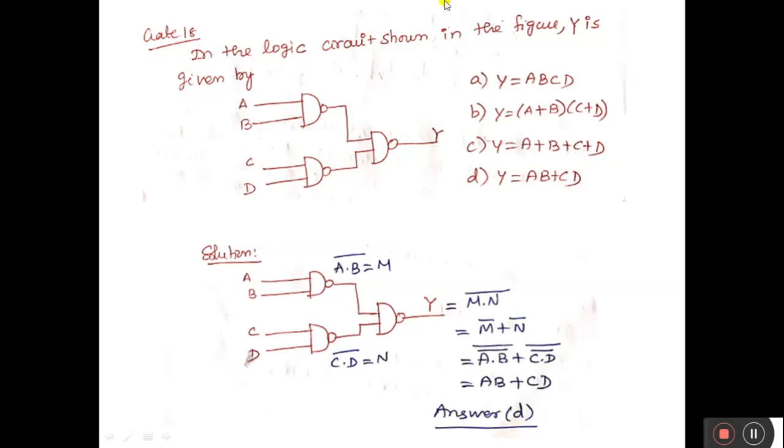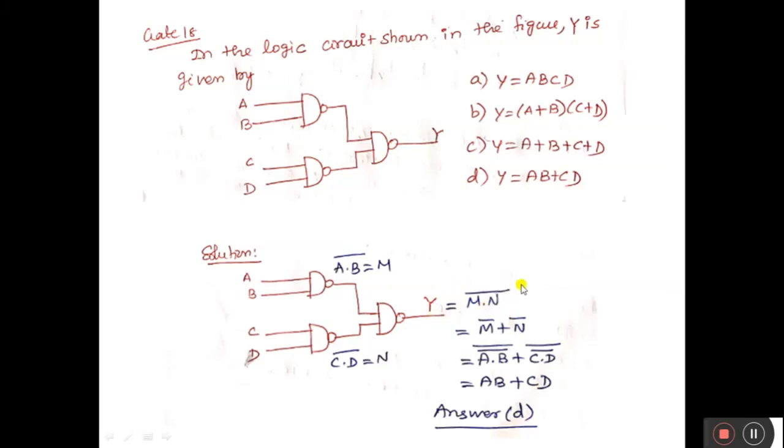So this is the given circuit. All are NAND gates. So input is A, B. I can write the NAND gate output as AB whole bar. Similarly, for this NAND gate, the output is CD whole bar. For simplification, I take it as M. This is N. So Y equal to M dot N whole bar.